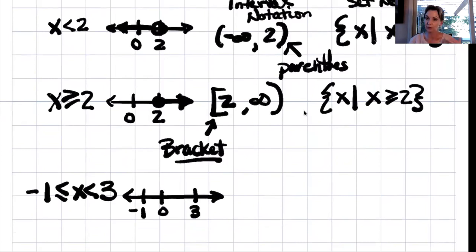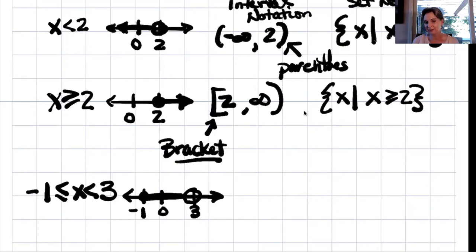Okay, so we have a bracket, and we're going to have a parenthesis because we have one that's equal to and one that's not. So at the -1, that's going to be a filled in dot because it is greater than or equal to. And then the 3 is just less than. So that's the hollow dot. It's hard to tell there because my pen is so fat, but that's a hollow dot there at 3. And the x is the values in between.